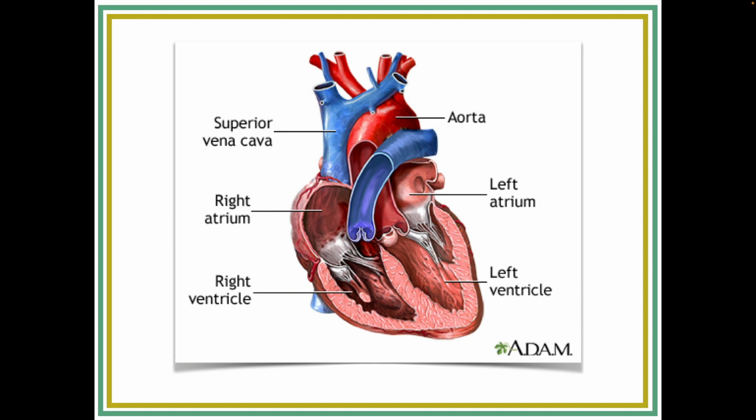So, superior vena cava, the blood enters there, goes into the right atrium, right ventricle, okay? And where does it go from the right ventricle? Pulmonary veins. And where does that go to? Lungs. Okay, so lungs, then it comes back to the left atrium, left ventricle, and out through the aorta.